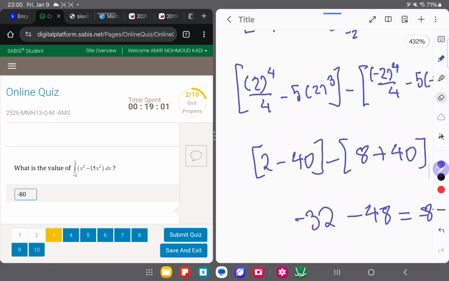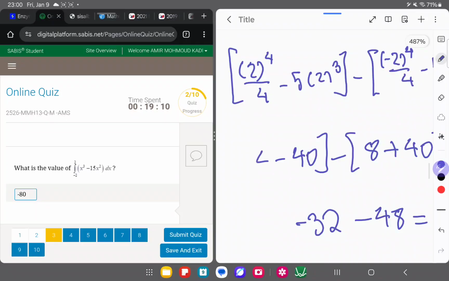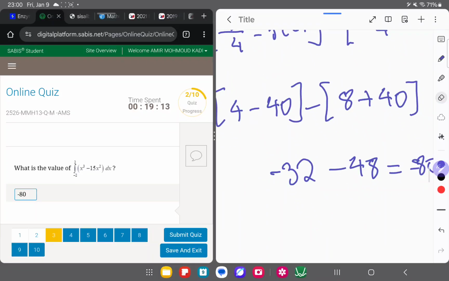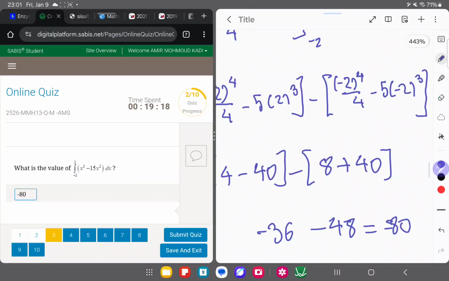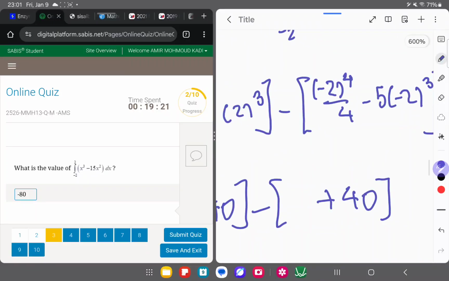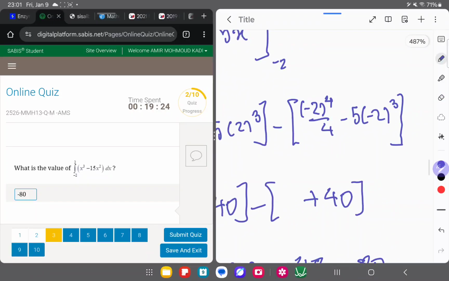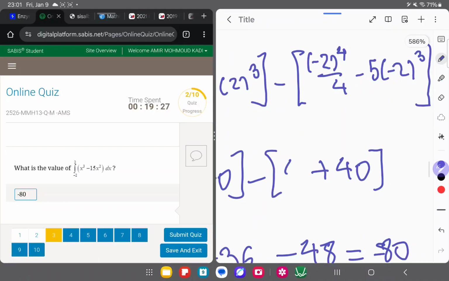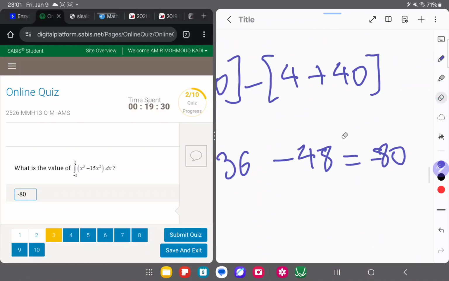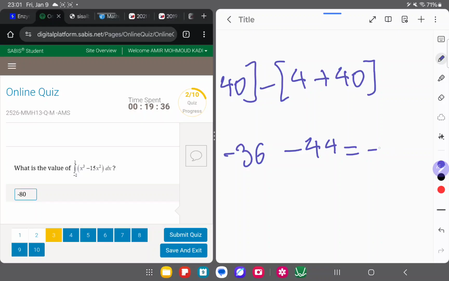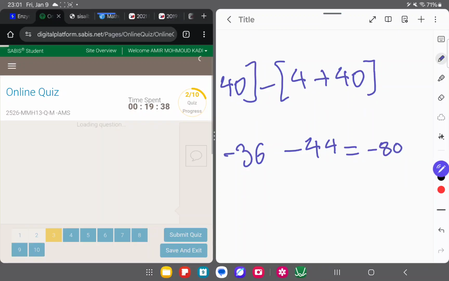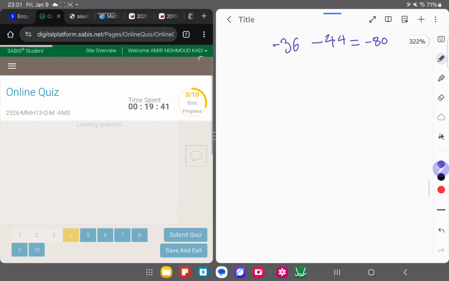Oh, sorry, I did a slight error here. I accidentally said 2 to the power 4 over 4 is 8 over 4, but it's actually 16 over 4, which is 4 here. So 4 minus 40 is minus 36. And then over here, instead of 8, I don't know why I put 8. So 16 over 4, which is again 4. And then now we have 44 over here. So minus 36 minus 44. We still got minus 80, but that's just completely coincidental. Okay. Moving on.